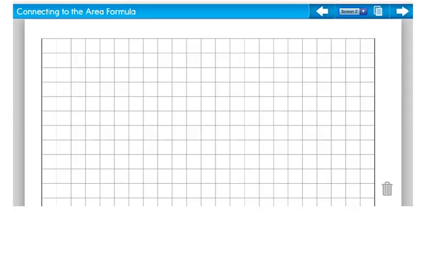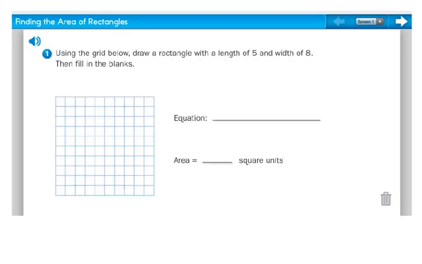I'm going to go ahead and move on past this screen, and I would like you to go ahead and work in your math journal. We are on page 37. On page 37, the directions say, finding the area of rectangles. Draw the rectangle with a length of 5 and a width of 8. So in your math journal, picking up your pencil, we're going to draw a length of 5. So count and draw with me.